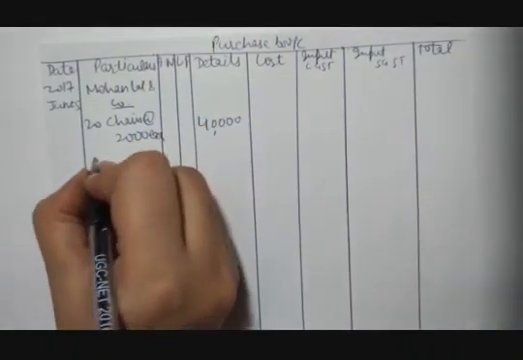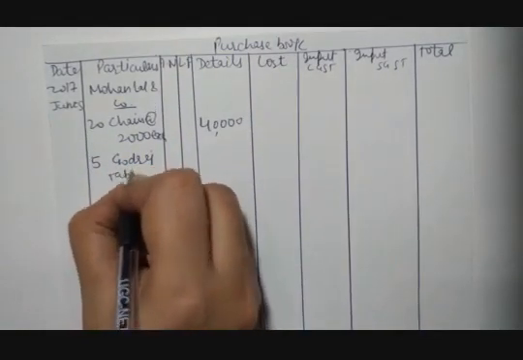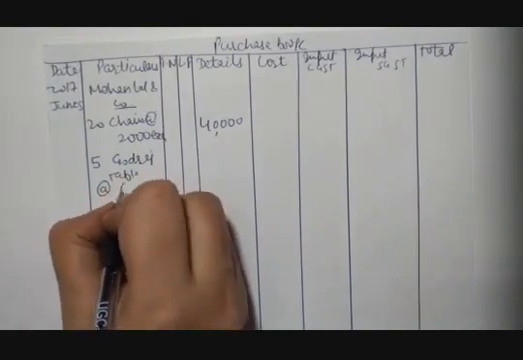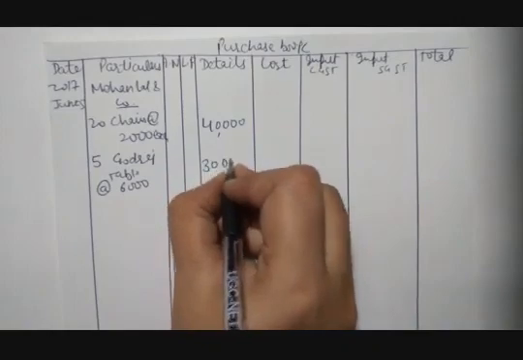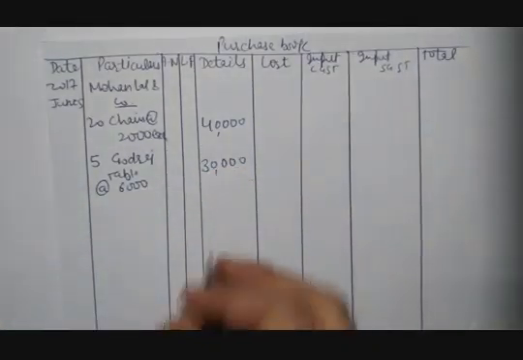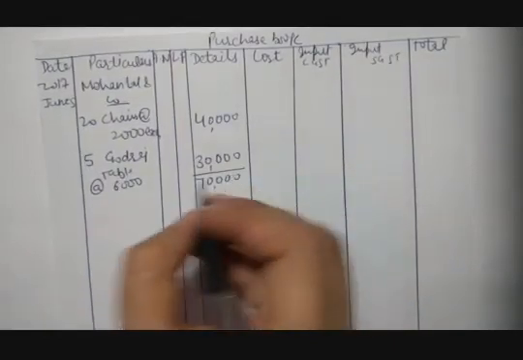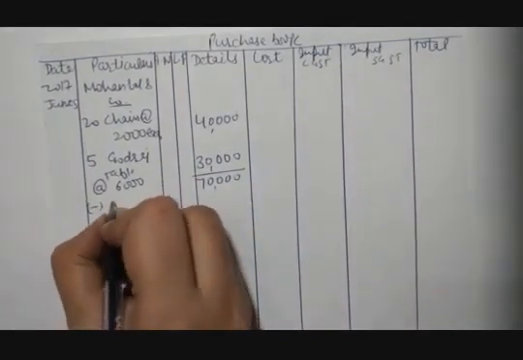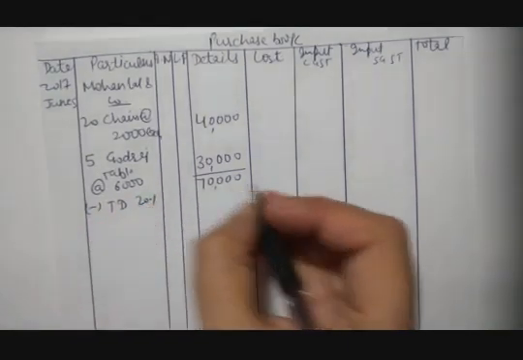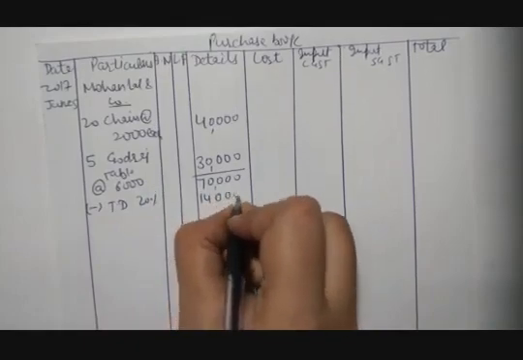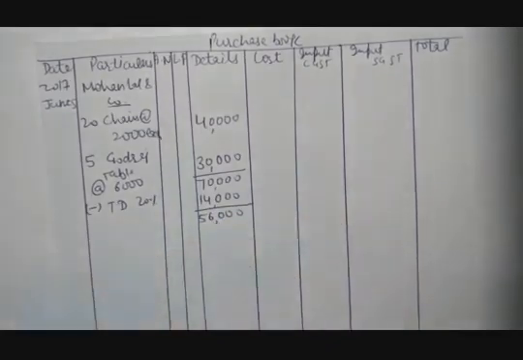Fine. Next one is 5 Godrej tables at the rate of 6,000 each. So it will be 30,000. So we will write under detail column also 30,000. Now we will total it up. It will be 70,000. Now beta, you have to deduct trade discount, that is 20%. So 20% of 70,000 will be 14,000. Now it will be 56,000. Fine.